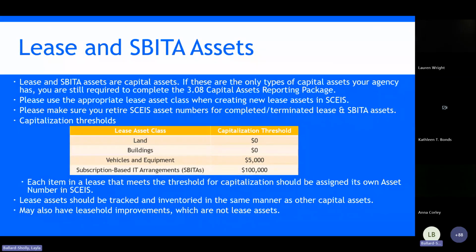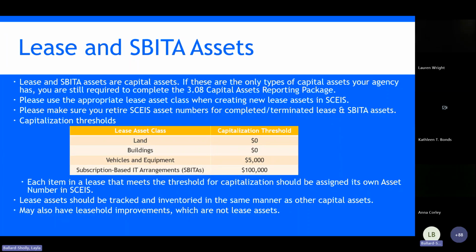And if you're an agency that these are the only type of capital assets you have, you're still required to complete the capital asset reporting package. I think the master package question has been revised to make it clear that that's required. With the lease assets, please make sure you're using an appropriate lease asset class when you create the asset in SKIS.